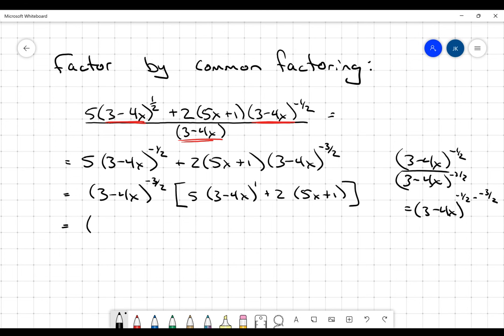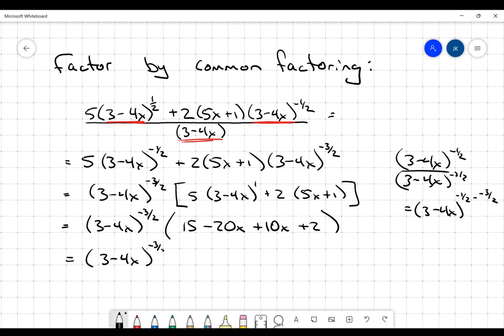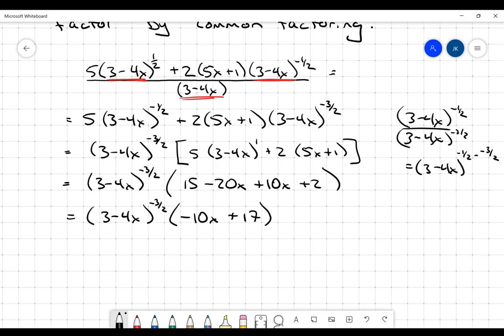Okay, and so now we've got this 3 minus 4x to the negative 3 halves. I'm just going to expand out what I've got inside here. And I'm going to get, what is that going to be? That's going to be 15 minus 20x plus 10x plus 2. So 3 minus 4x to the negative 3 halves. What have I got here? It's going to be negative 10x plus 17. Okay, that's looking good here.